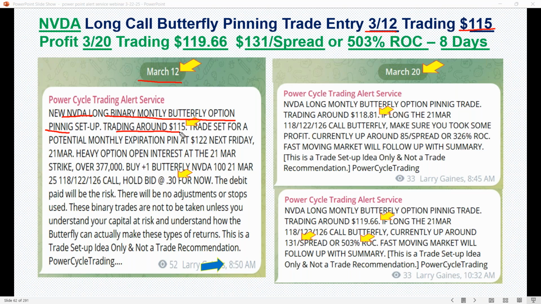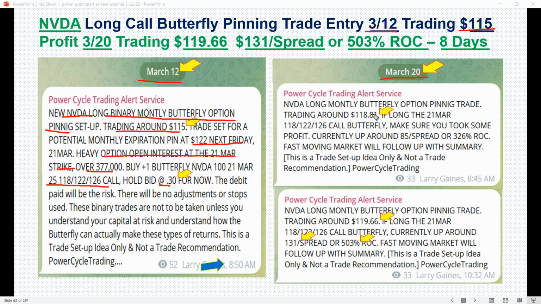All right. So here's the trade at 115, set up for a potential monthly expiration pin at 122 next Friday. Okay, heavy option open interest at the 21 March strike, over 377,000 contracts. Buy the NVIDIA butterfly, 118, 122, 126, hold bid at 30 cents. We were just going to hold it until we got it. If we didn't get it, we weren't going to do it. All right, got the trade on, and then took the trade off the 20th. This is where it was max profit.